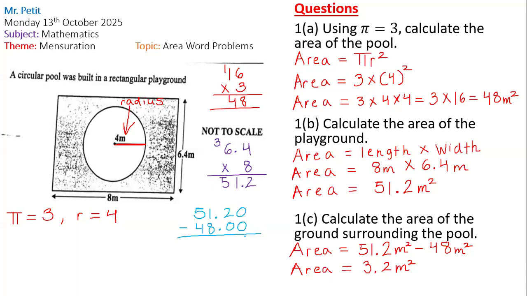So 0 minus 0 is obviously 0. 2 minus 0 is 2. Put the point down there. 1 minus 8, we can't do 1 minus 8, right? So we have to borrow. It's going to be 4. Now we have 11 minus 8, and that's 8, 9, 10, 11. That's 3. So it's 320 or 3.2 meters squared.